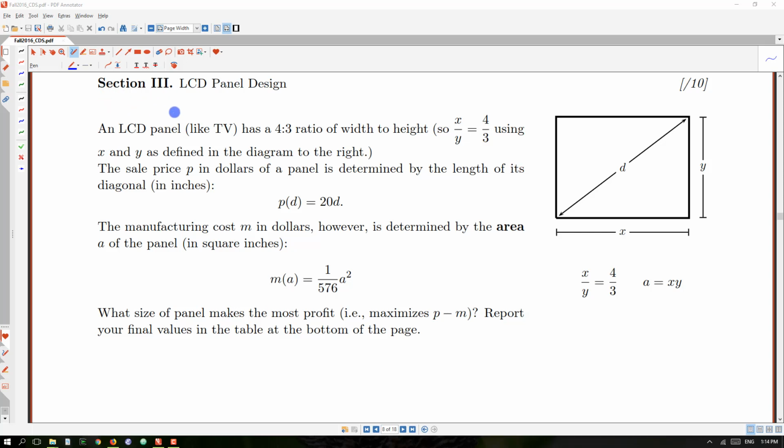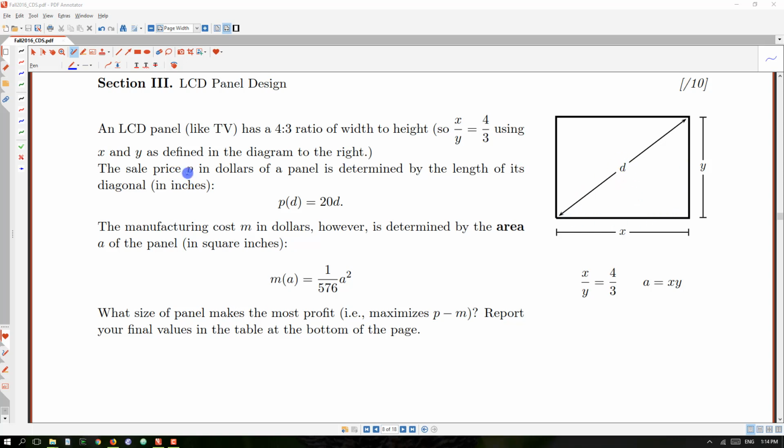In this video, we're going to present the solution to section 3 from the December 2016 exam, and that's an optimization problem trying to maximize the profit for manufacturing an LCD panel. There's a number of constraints built into this. In particular, we're told that this is an old school 4:3 ratio for the width to the height. Typically they're 16:9 in today's markets, but this is an older model.